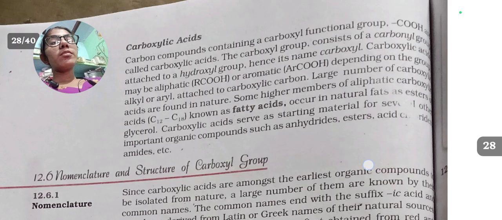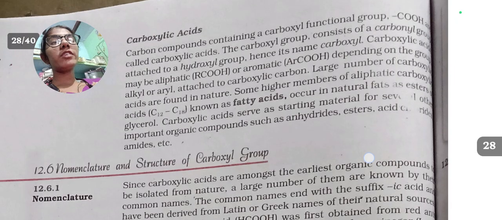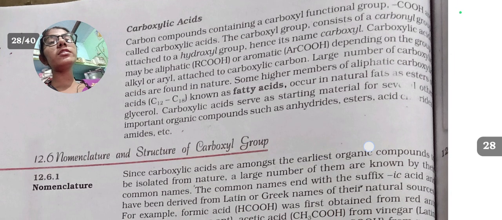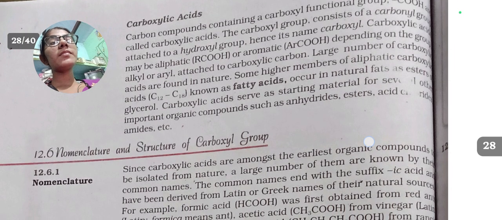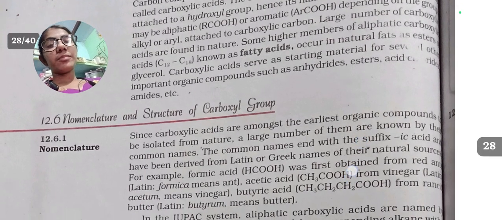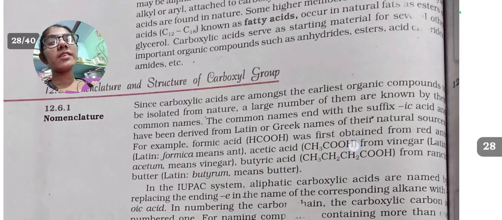A large number of carboxylic acids are found in nature. Some higher members of the aliphatic carboxylic acids, known as fatty acids, occur in natural fats as esters of glycerol. Carboxylic acids serve as starting materials for other important organic compounds such as anhydrides, esters, acid chlorides and amides. Nomenclature and structure of the carboxyl group.